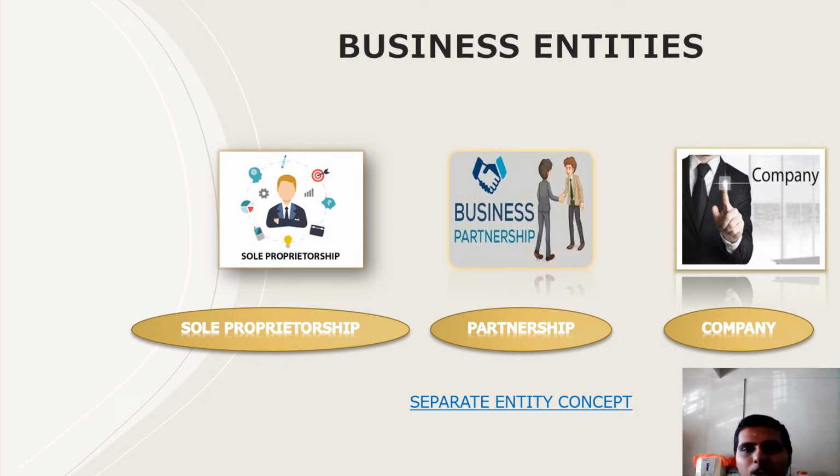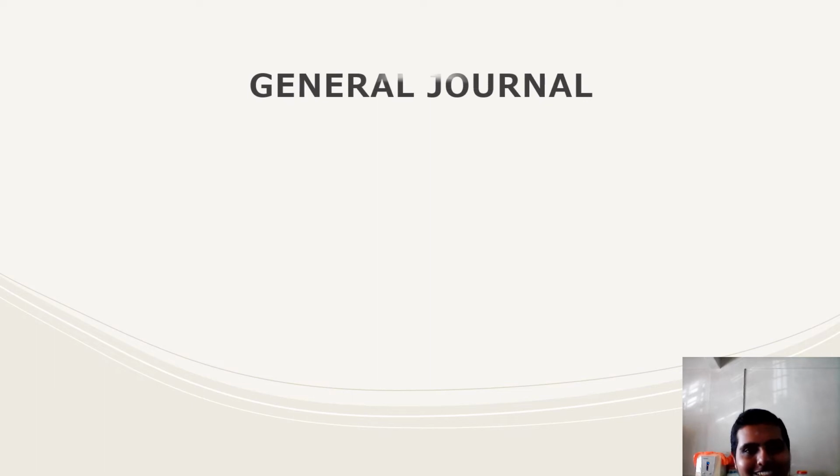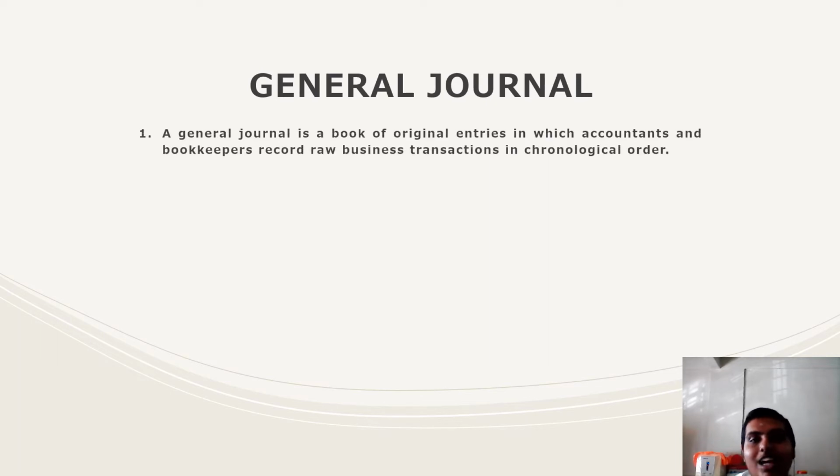Okay, next, what we are going to look at is the general journal. Yes, we are going to look at the general journal. There are some explanations that I'm going to give to you. So what is a general journal? A general journal is a book of original entries in which accountants and bookkeepers record raw business transactions in chronological order.